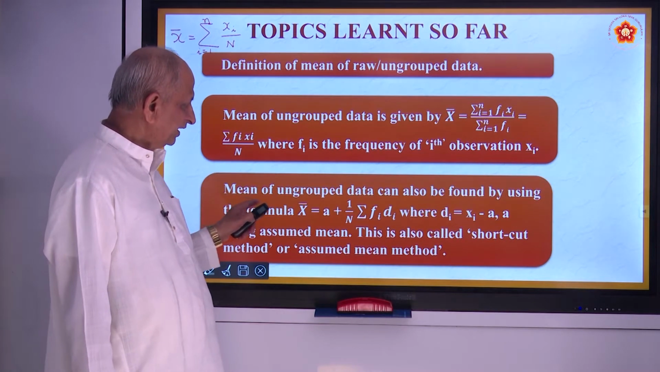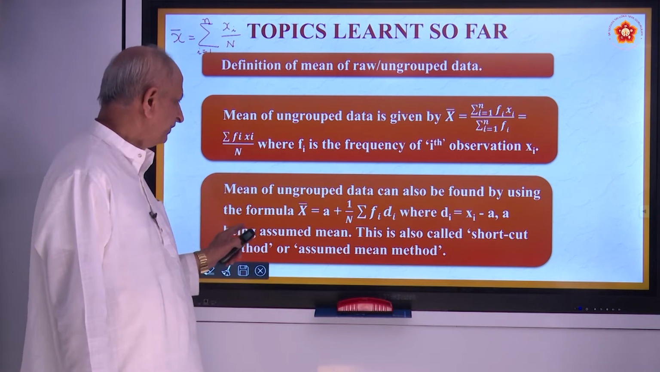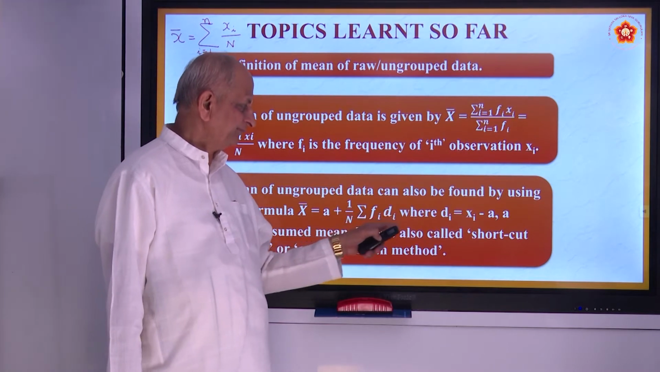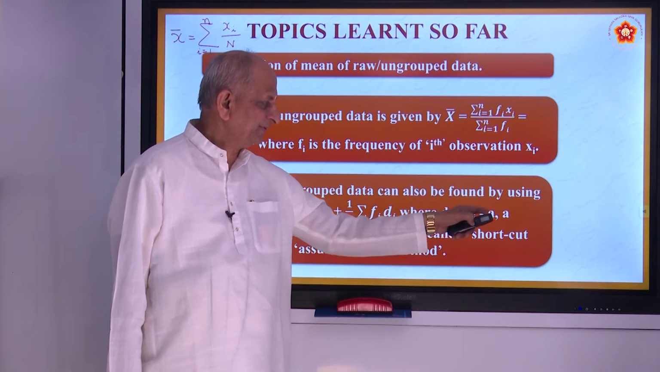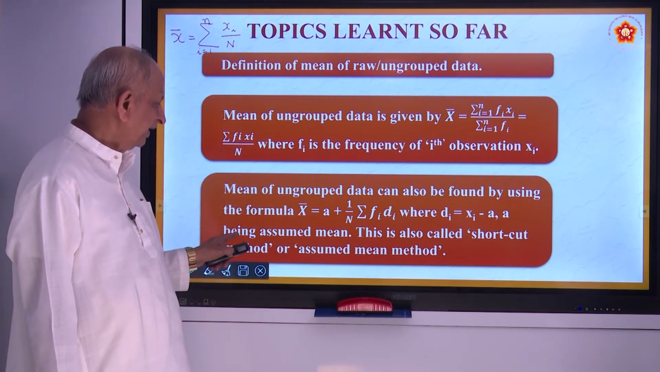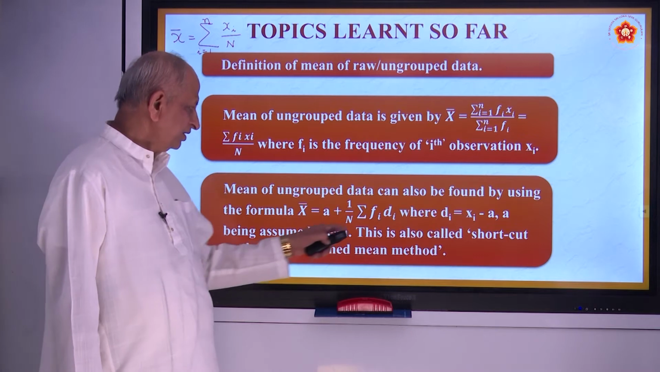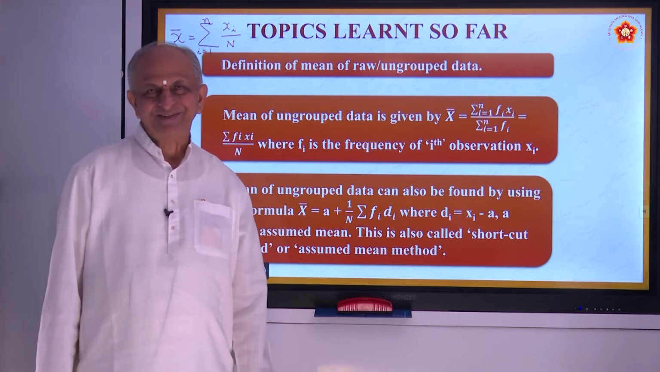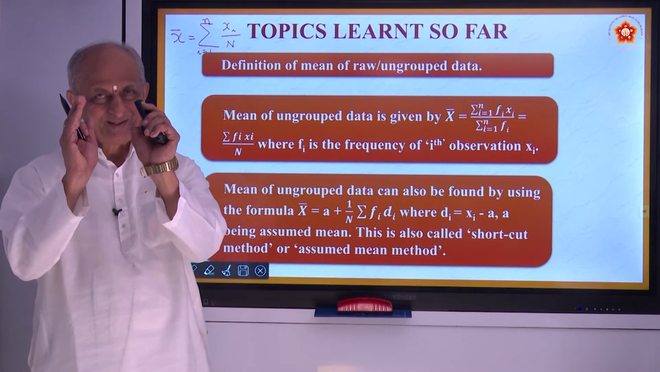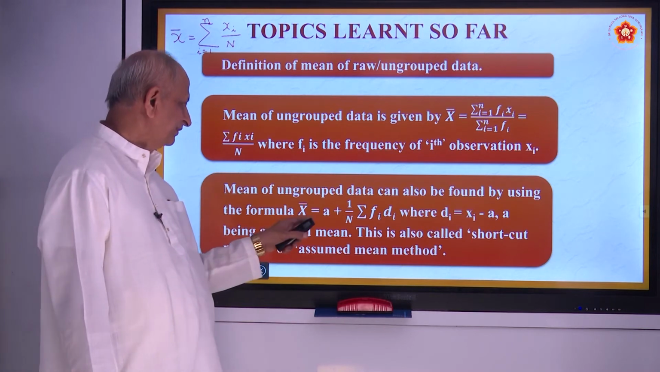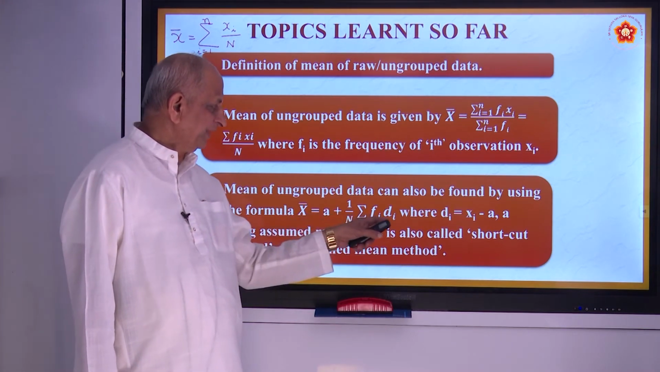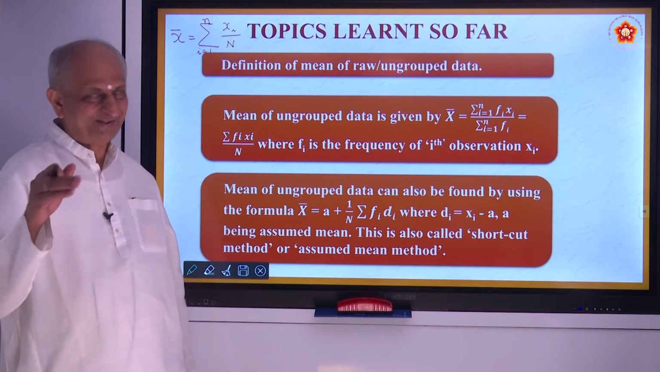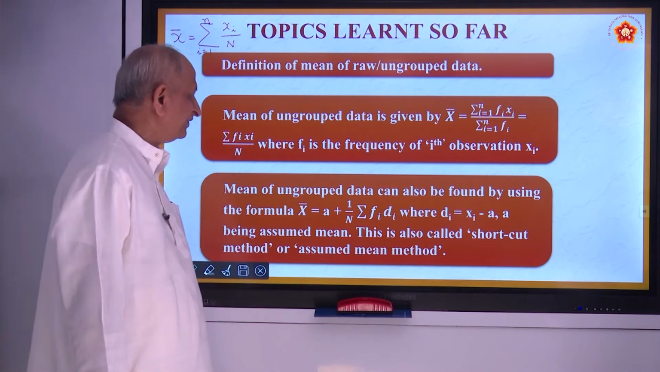The mean can also be found by using the formula x bar is equal to a plus 1 by n into sigma fi di, where di is equal to xi minus a, where a is the assumed mean. This is also called the shortcut method or assumed mean method. So what is the change here? We are guessing one mean, that is called the assumed mean, and from that we see the deviation. D stands for deviation. That you have studied in the previous class.